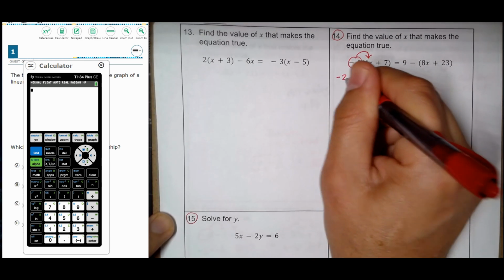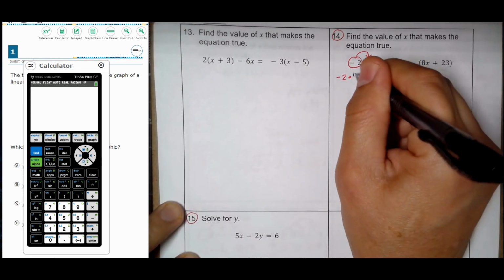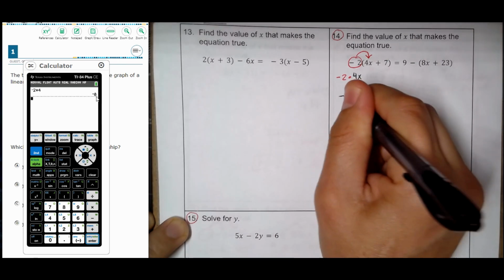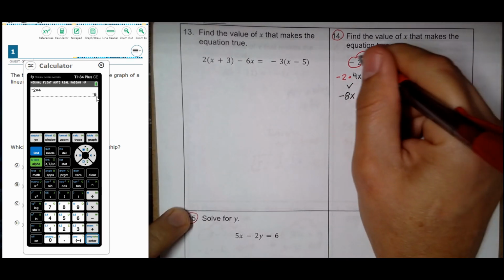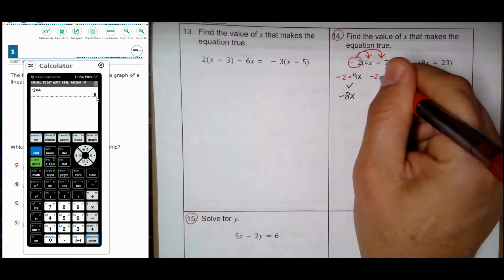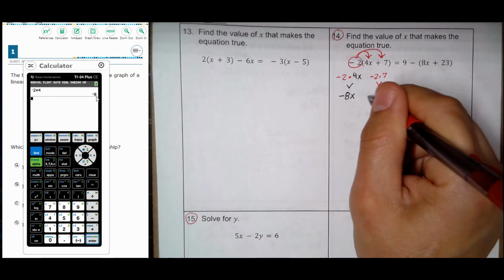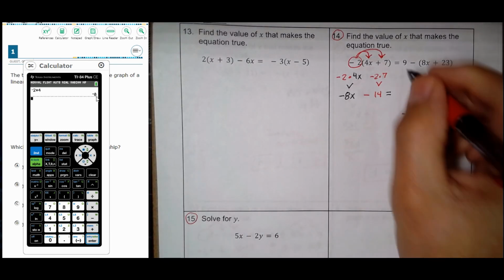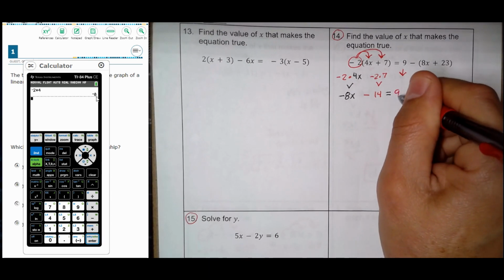So here we end up having -2 times 4x. So I'm going to come over here and I have -2 times 4. Notice that's a negative times a positive, so it does become negative, and we have -8x. And then I have -2 times +7. So I'm going to write that down, -2 times +7, and that's going to give me -14. And this is going to be equal to, and notice I'm just going to bring this constant down. It's all here all by itself, +9.